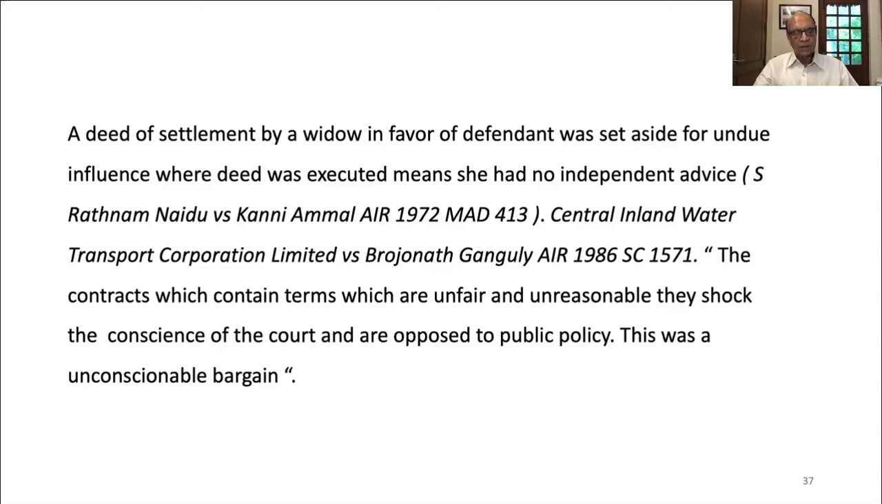The court definitely recognized it as a case where influence was used in an unfair manner, and it was also seen that it was in favor of the influencer. Let's go further. The contracts which contain terms which are unfair and unreasonable and shock the conscience of the court and are opposed to public policy, this was also an unconscionable bargain.